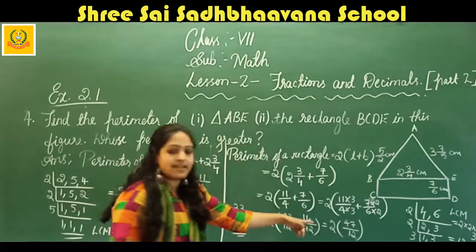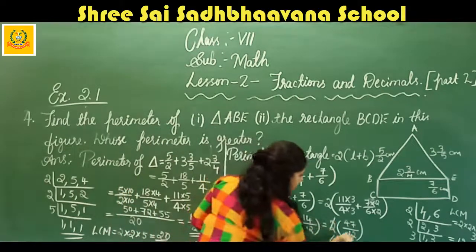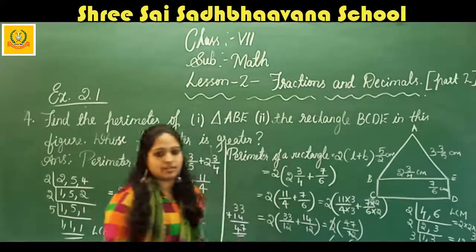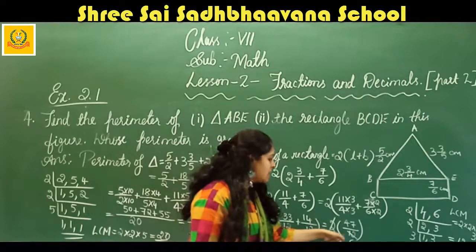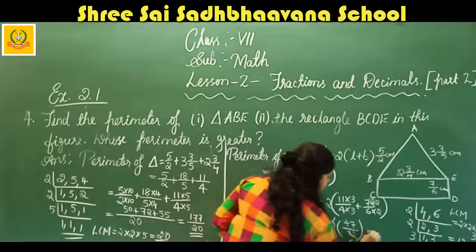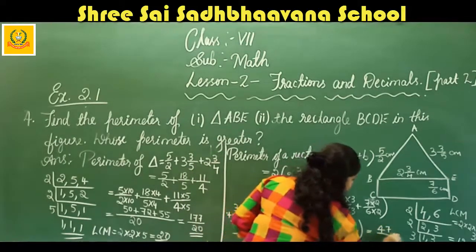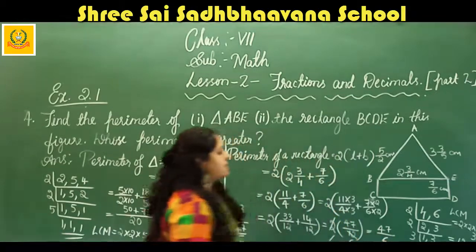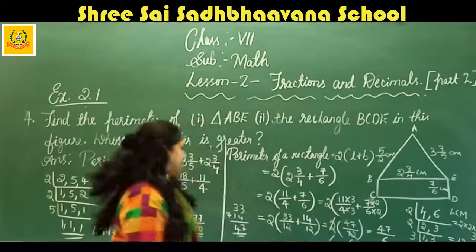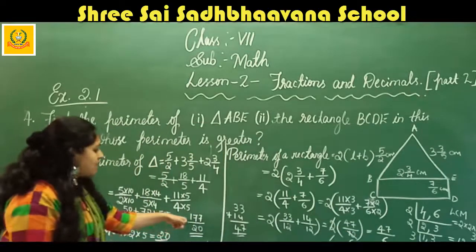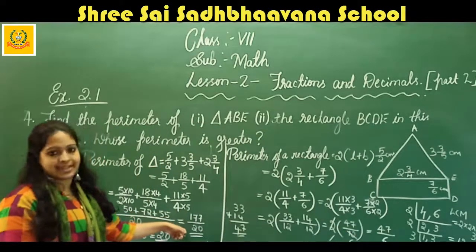Now what will I do? I will divide this. 2 1's are 2, 2 6's are 12, striking out. Shortcut method I will do. So what is the answer I got now? 47 by 6. Perimeter of a rectangle is equal to 47 by 6. So here what is the perimeter I got? 177 by 20 I got.